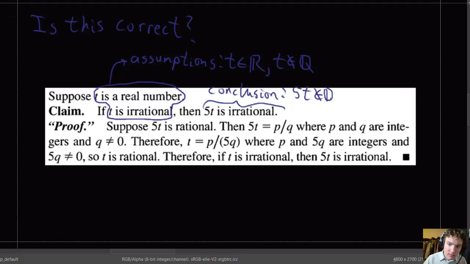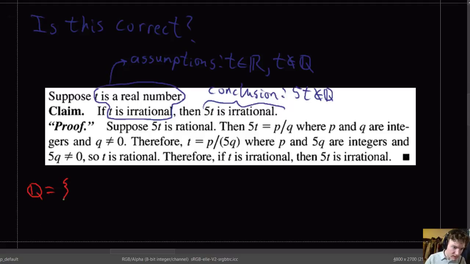So this seems plausible, right? If a certain number cannot be written as a ratio, it seems plausible that multiplying that by 5 means we should still not be able to express that product, 5 times the original number, as a ratio. But let's be careful. We've written the assumptions and conclusion. The other step in our proofwriting checklist is to remind ourselves of all of the definitions. So we need the definition of the rationals, right?